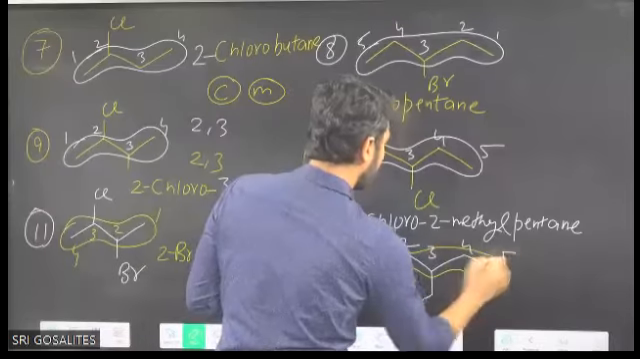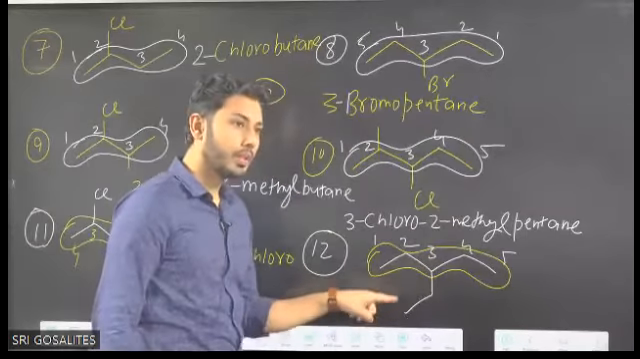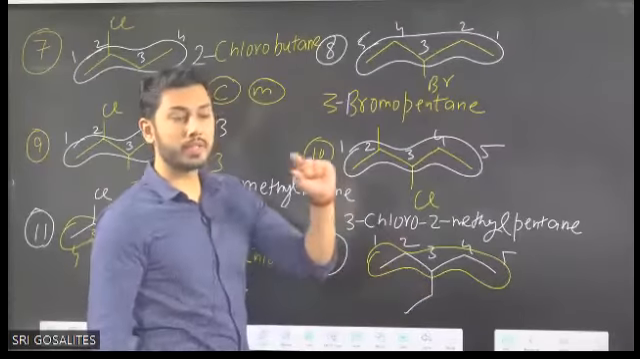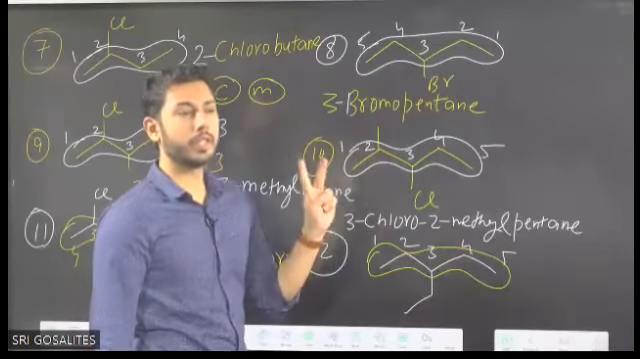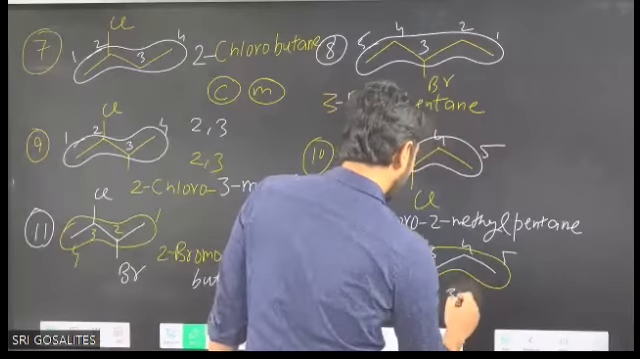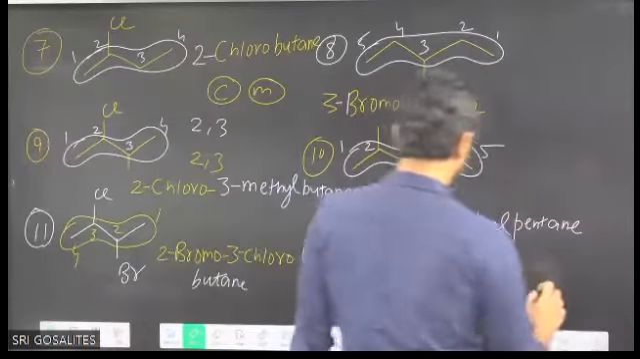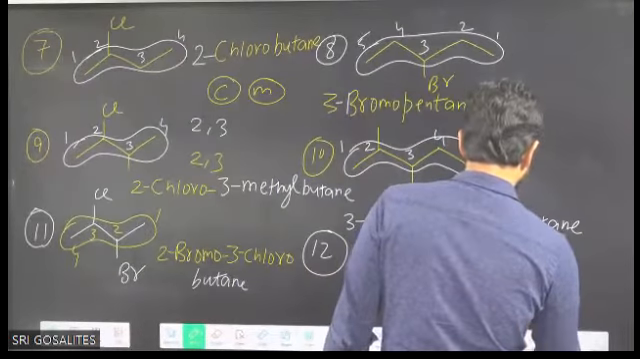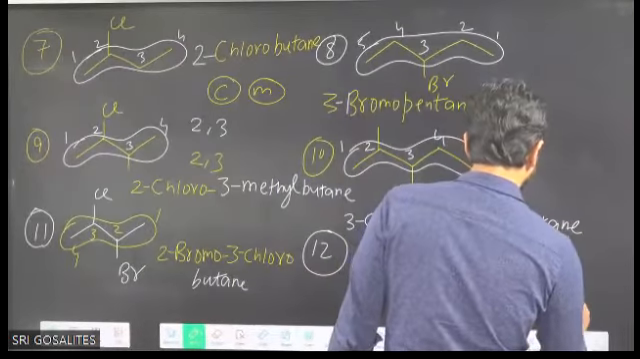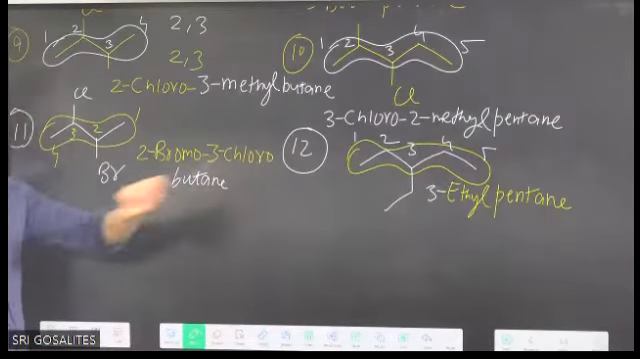1, 2, 3, 4, 5. Third position substituent is an alkyl group. Which alkyl? 2 carbon. CH3, CH2. So if CH3 is methyl, 2 carbon, CH3 CH2 will be ethyl. At which position? Third. You will write third position, which substituent? Ethyl. Root word pent and ane. Tell me. Till the 12th example.